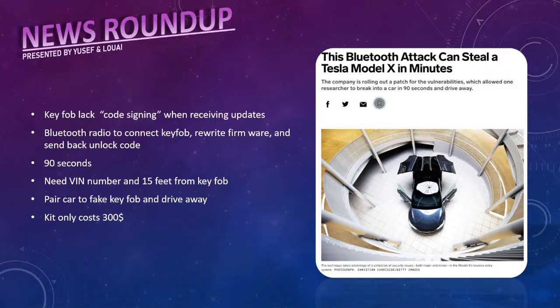So yeah, you only need the VIN number, which you can see through the dash, and you need to be 15 feet away from the original key fob to connect it to your Bluetooth radio. And then all the things that you need only actually cost around $300, which is interesting. The article doesn't say anything more about how the process works, because the researcher didn't want to release all his research, as this is yet to be fixed.